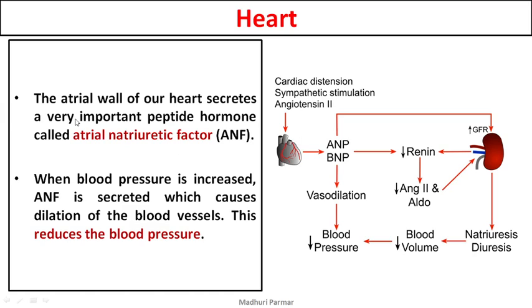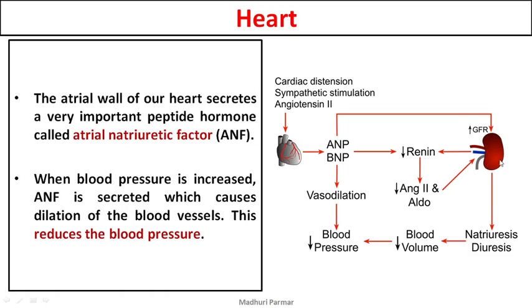So when the blood pressure is increased, this increase is sensed by your heart. If the blood pressure suddenly increases, your heart will be able to feel it, right? So the chambers of the heart, the atrium, feel this blood pressure increase, and they start releasing ANF. ANF is a hormone, atrial natriuretic factor, or atrial natriuretic hormone. This hormone will go to the kidney.